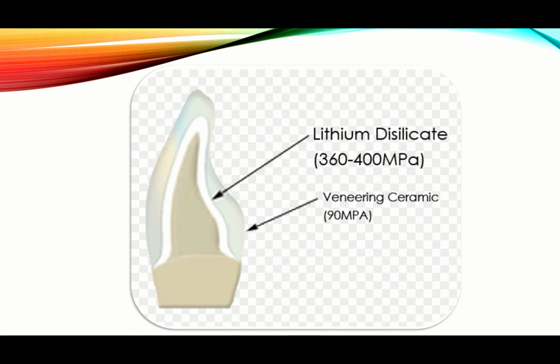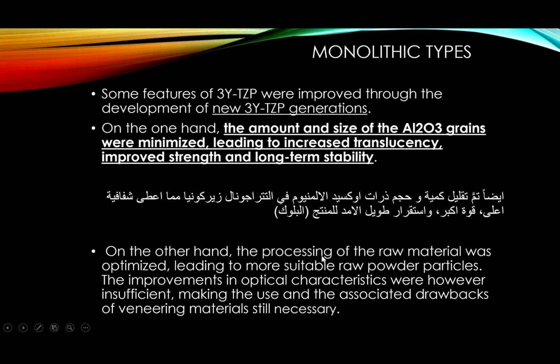Is it in the aesthetic zone? Is it in the functional zone? Those are things we're going to be talking about. This is just for brainstorming at this part. Now we're going to talk about the amount and size of aluminum oxide and its effect on translucency, and we're going to put all the factors that affect translucency in one slide for ease. But for now, I want you to know that aluminum oxide grains were minimized, leading to increased translucency. But it had another effect that we will talk about. I don't want to confuse you right now.